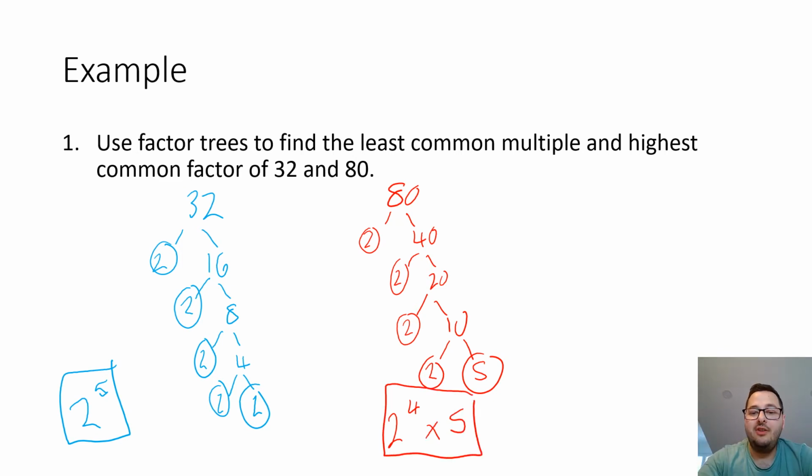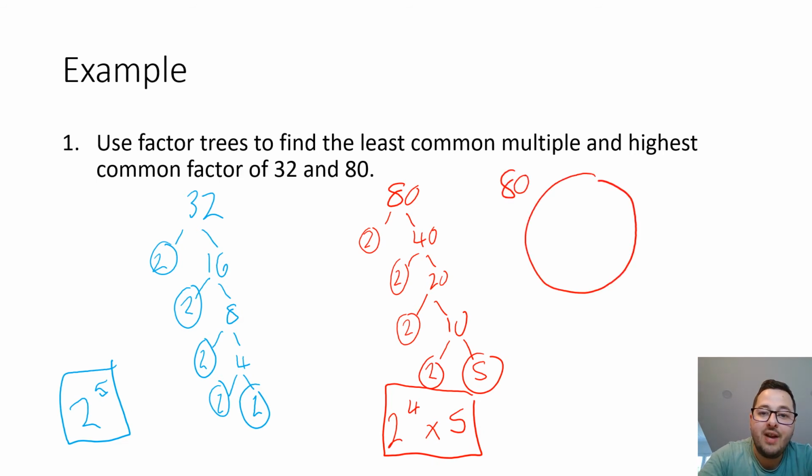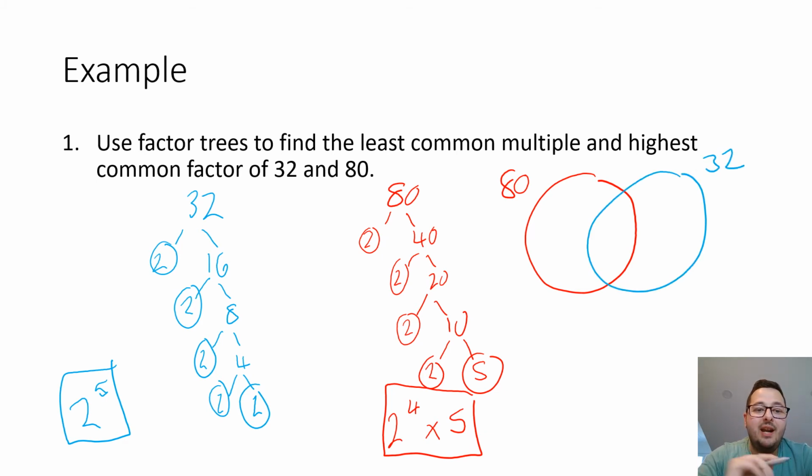Great. Okay, so now I can draw my Venn diagram. So let's keep 80 for red, and let's keep blue for 32. Now, blue has got 5 2's times together, red has got 4, but they've both at least got 4, haven't they? So we've got 1, 2, 3, and 4. Now, 32, what's that got extra? Well, it's got 1 extra 2. And 80, what has that got extra? Well, that has got 5.